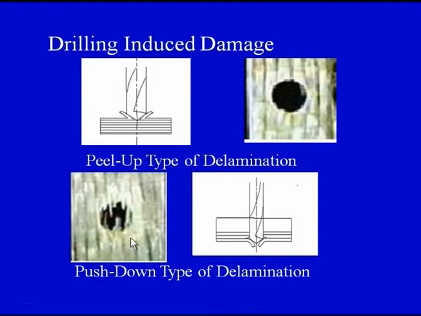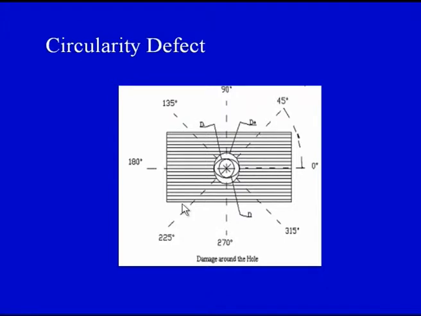Then we have the circularity defect. Horizontal lines represent the fibers. This is the top view of the hole. We want to make a circular hole, but sometimes we get an elliptical hole. Why? Because of the direction of the fibers. These are all the fibers in one particular direction. All the fibers are in the direction of the x axis and there are no fibers in the y axis.